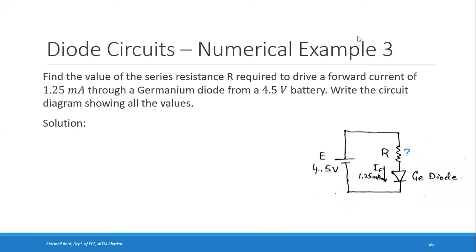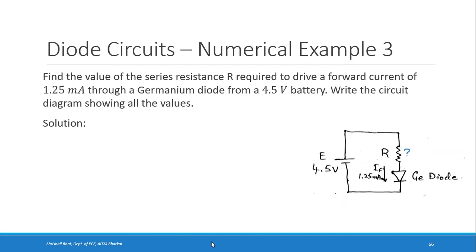You can make use of the equivalent circuit of the diode, wherein you can replace the diode with its forward voltage drop. It is given, it is germanium diode. What is the forward voltage drop across germanium diode? The forward voltage drop across germanium diode is 0.3 volts, unlike 0.7, which we use for silicon. Here it is germanium diode, so it is 0.3 volts.